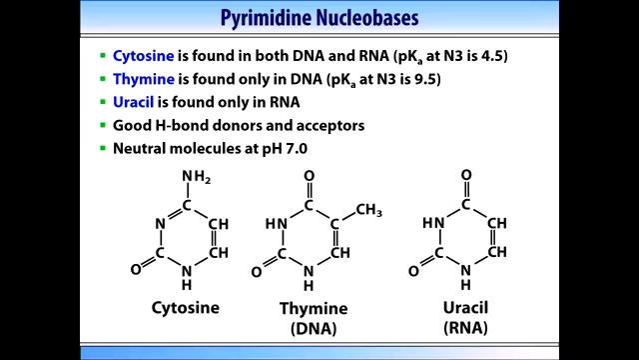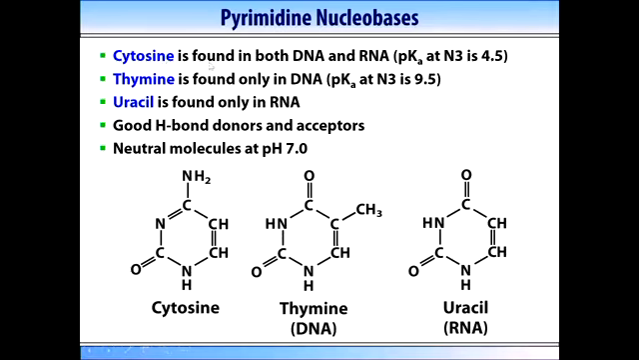Okay, pyrimidine nucleobases. There are three main ones present in nucleic acids: cytosine, thymine, and uracil. The important thing about all of these nucleobases is that they're good H-bond donors and acceptors, and they're neutral at pH 7. At the bottom here, I'm showing you the structural formulas of all of them. Cytosine has an amino group in position 4 and a carbonyl group in position 2. Thymine and uracil are almost the same: they have two carbonyl groups in positions 2 and 4. The only difference between them is that methyl group over here, on the back.